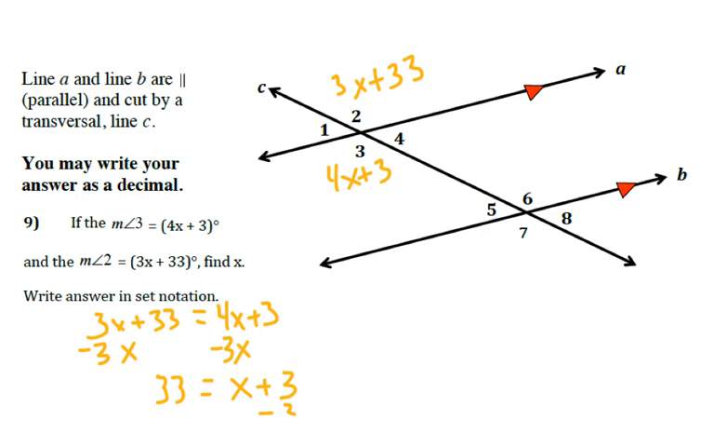Now if we subtract 3 from both sides, we get 30 is equal to x, or x equals 30. Writing this in set notation, we write it as the set x such that x equals 30.